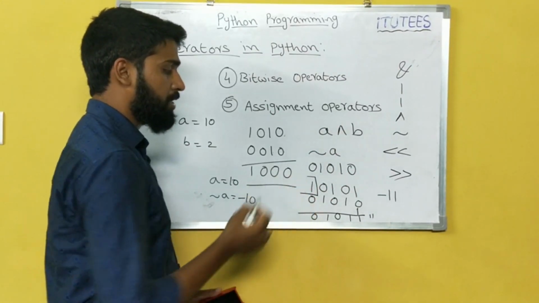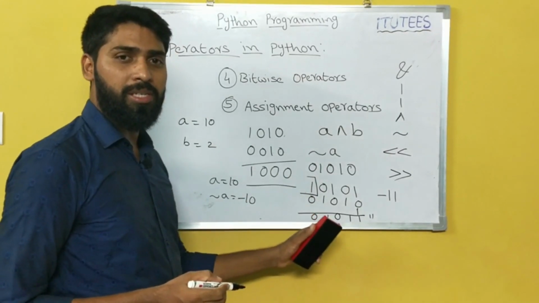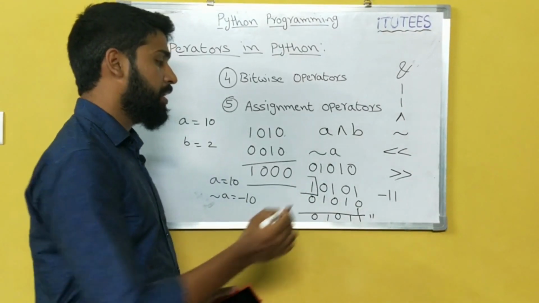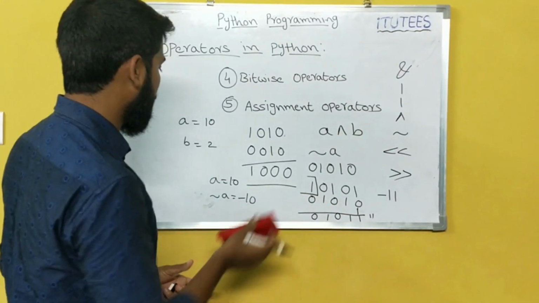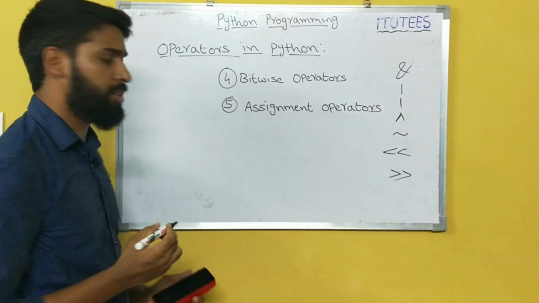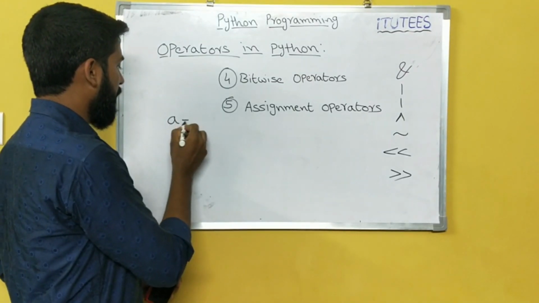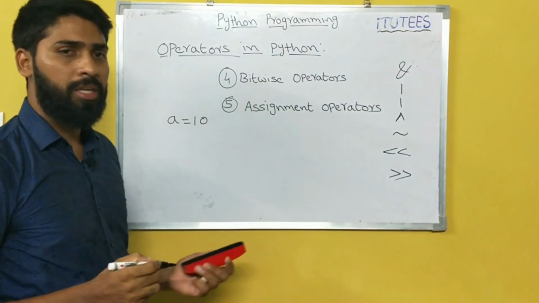When the last bit is 1, the number is treated as a negative number, and for that number we can find the 2's complement. So next one is left shift. I am taking A equals 10.